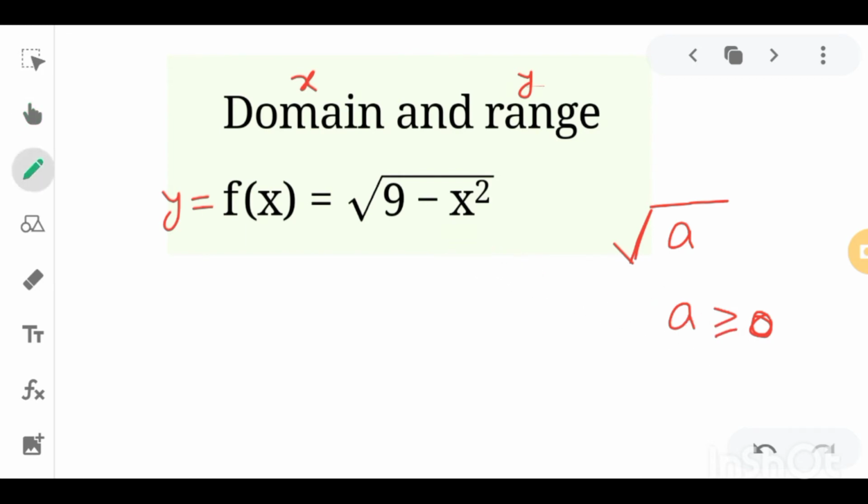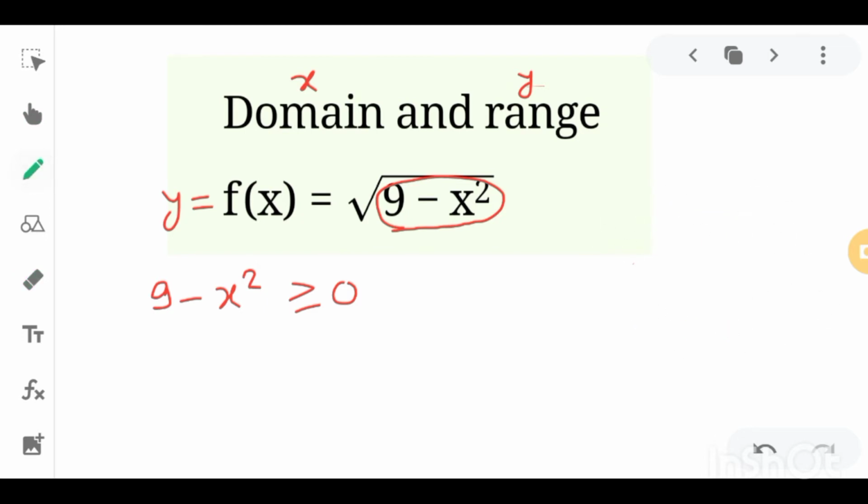Similarly, inside the square root there is 9 minus x square. So 9 minus x square will be positive or 0, meaning greater than or equal to 0. We'll solve this, and by solving this I will get the possible values of x. Okay, so we'll start solving. So 9 minus x square: I can take x square to the right side, so I can write 9 is greater than or equal to 0 plus x square, that will be x square.